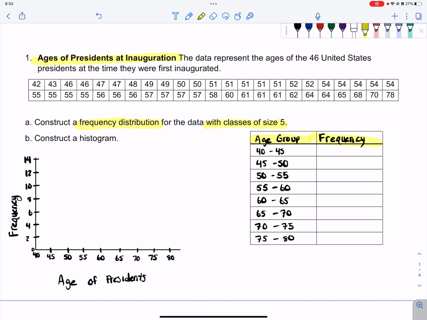So for our 40 to 45, well, we can see that we have 2. They're 42 and 43. So there are 2 presidents in that group. And now 45 to 50, this is where we want to remember that anyone that is on the upper boundary of an interval, so anyone that's age 50, they're not in the 45 to 50. They are in the 50 to 55. So I want to make sure not to count them. But for 45 to 50, we have 1, 2, 3, 4, 5, 6, 7.